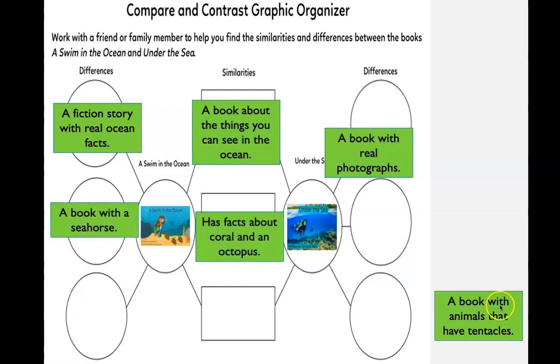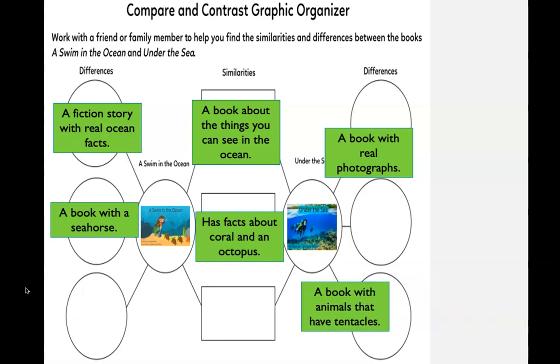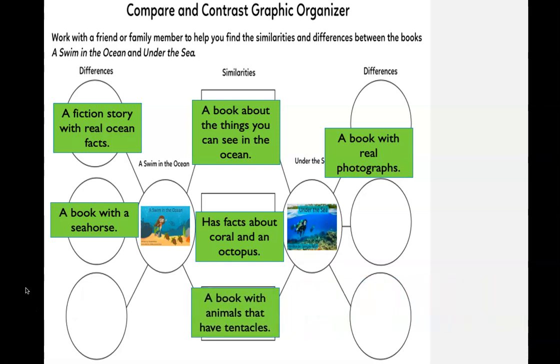And our last one, a book with animals that have tentacles. Which book had animals with tentacles? Remember what tentacles are? Those long squiggly arms? Yes, you got it. Same! They both had animals with tentacles. What animals were they? You're right. Octopus and a jellyfish. Well done, my friends.